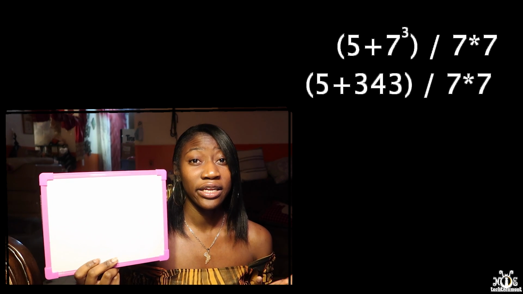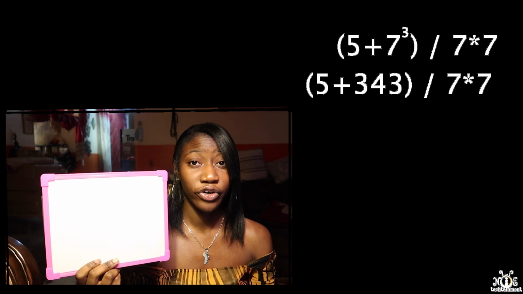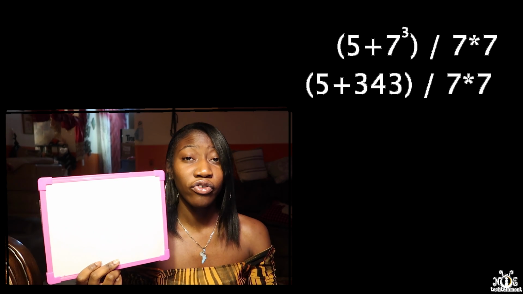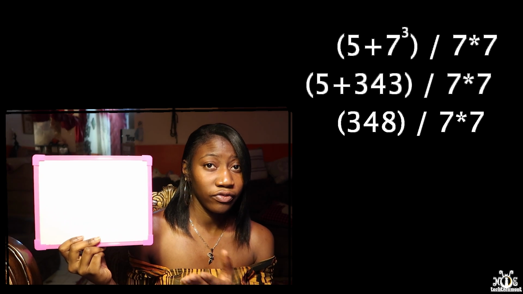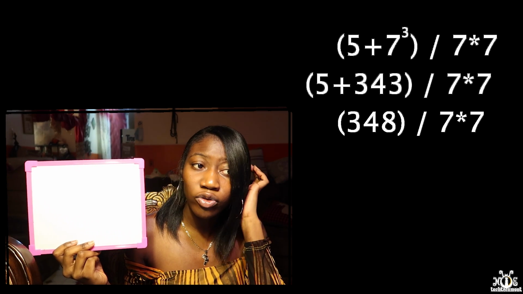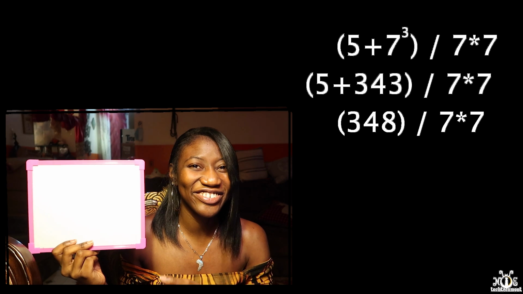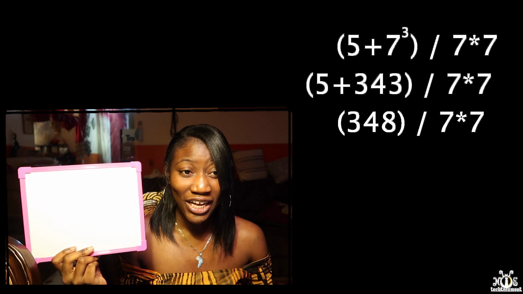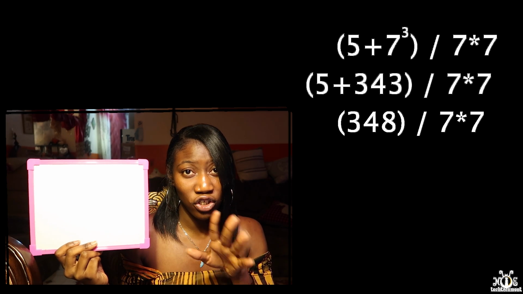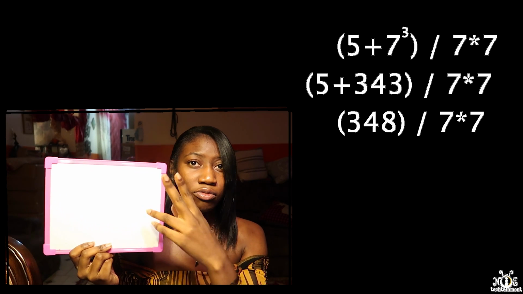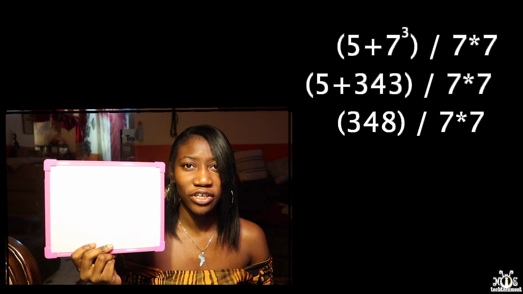Now we're going to add 5. That's 348. So now we have 348 divided by 7 times 7. If you're good at math, you would know that the multiplication and the division cancel out. So I would just automatically round my answer to 348. But let's just keep going down so we know we're on the same page, right?